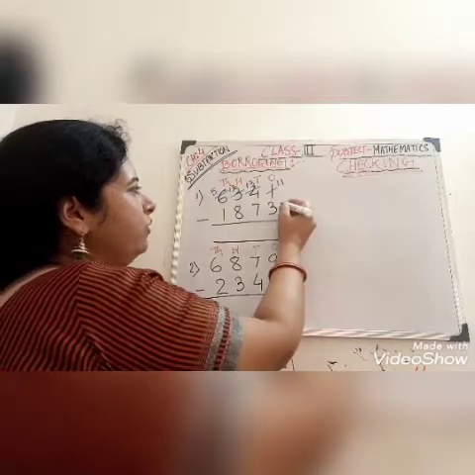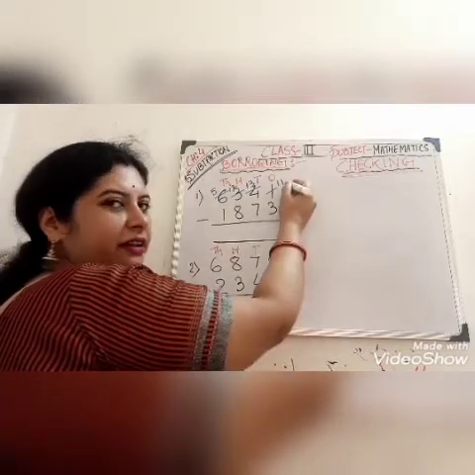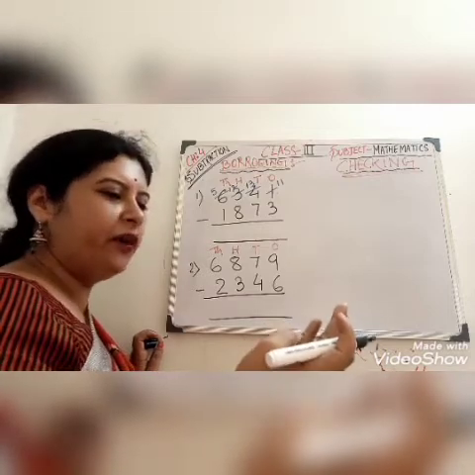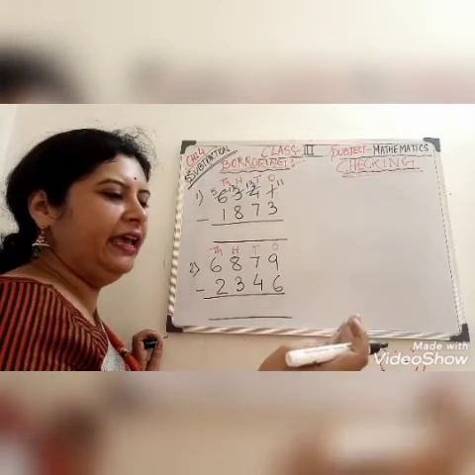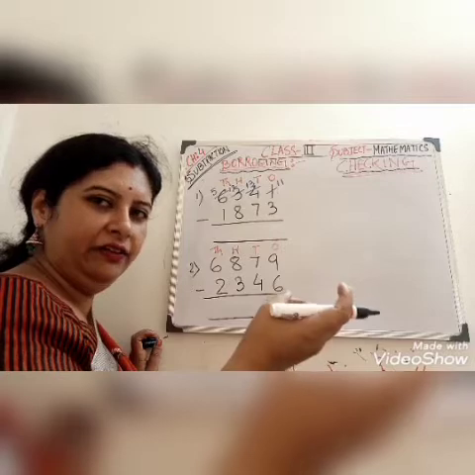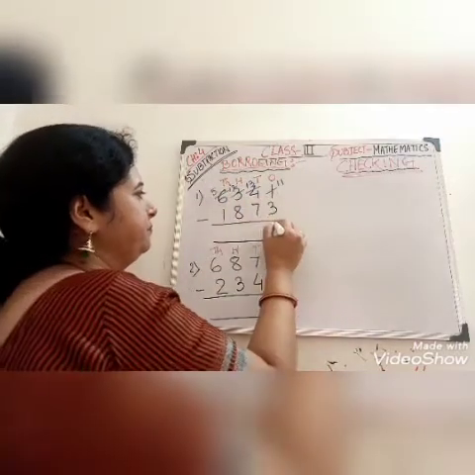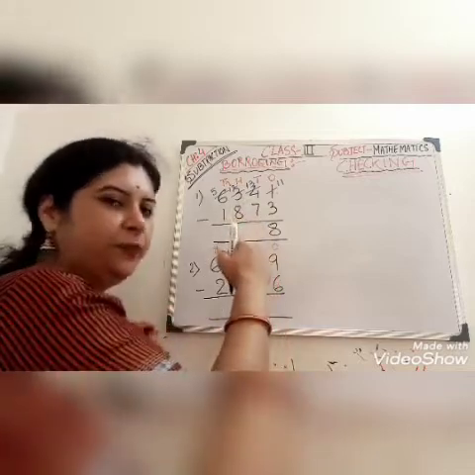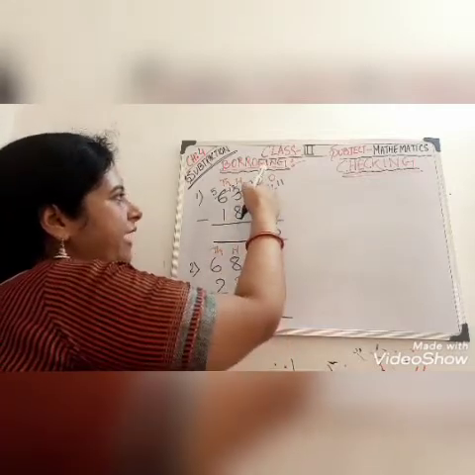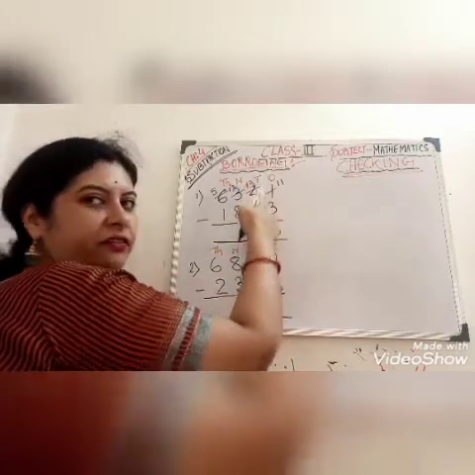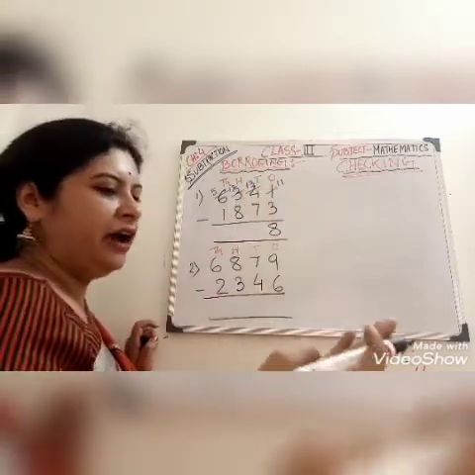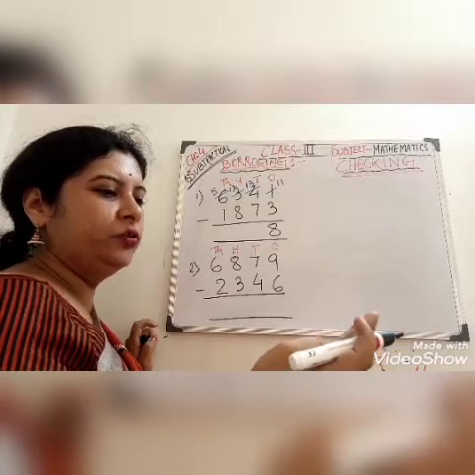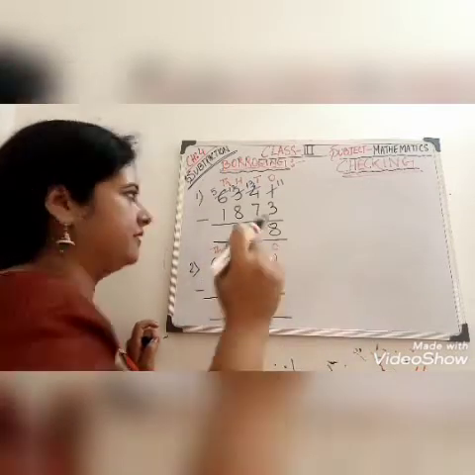Okay. So now 3 from 11, subtract 3. After 3, 4, 5, 6, 7, 8, 9, 10, 11. It means 8. Write down 8. Now come to tens place. Subtract 7 from 13. After 7, 8, 9, 10, 11, 12, 13. It means 6.